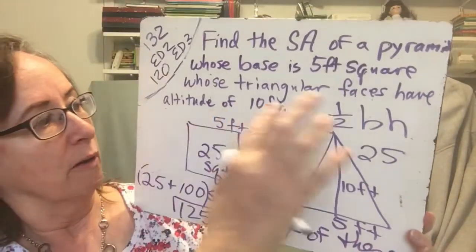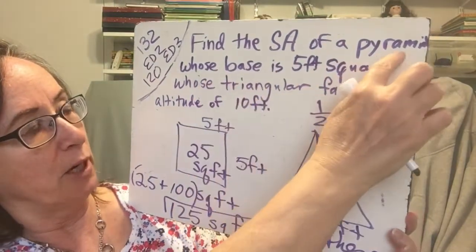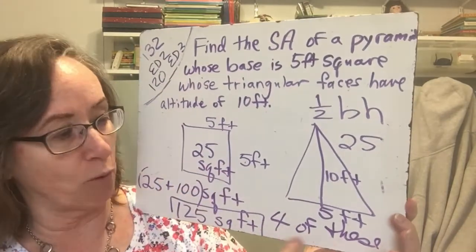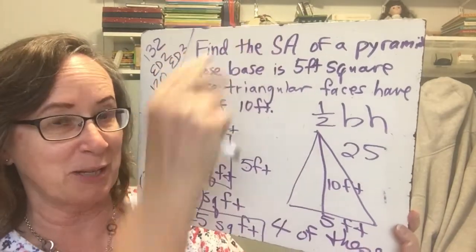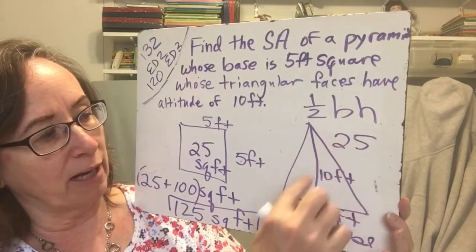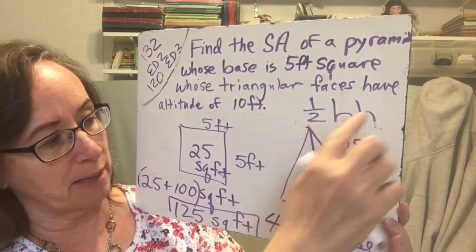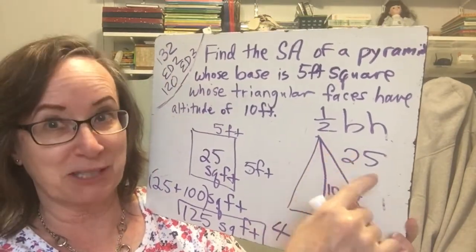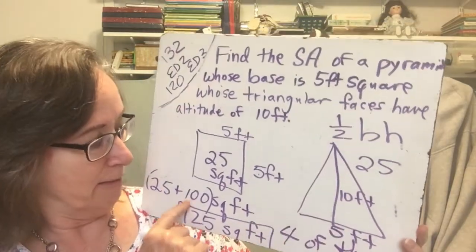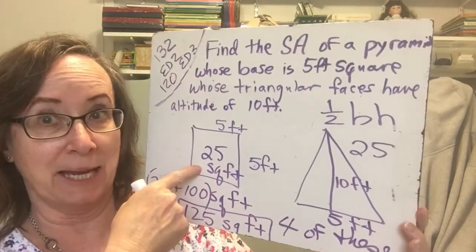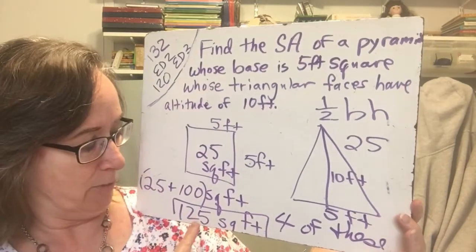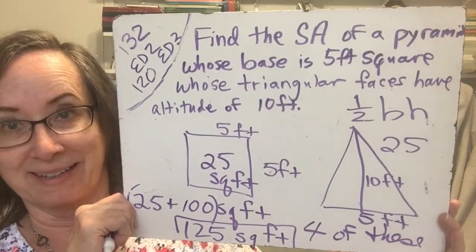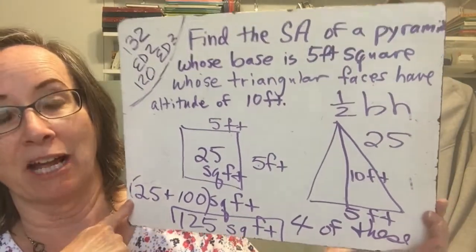So when we're doing a pyramid, since this was a square pyramid, there are 4 of these triangles going up to the point. And so the area of each one is 1/2 base times height. The 1/2 of 50 is 25. So 25 plus 25 plus 25 plus 25 is 100 square feet. Add the base, which is 25 square feet, and we get 125 square feet. And we are done with that very, very long lesson.